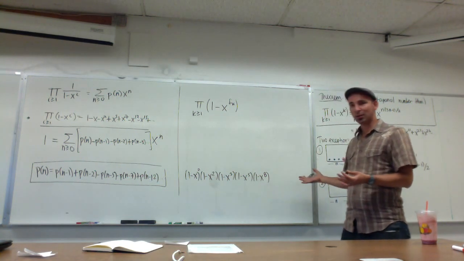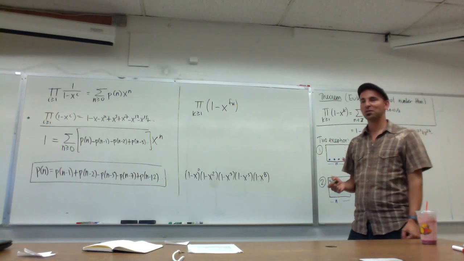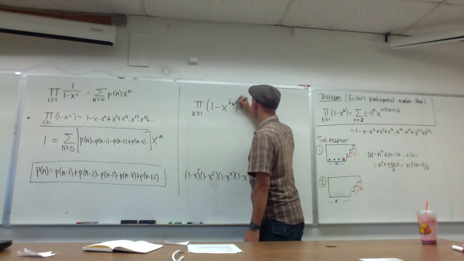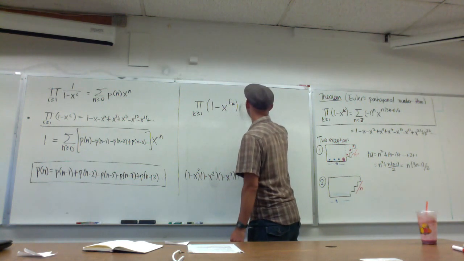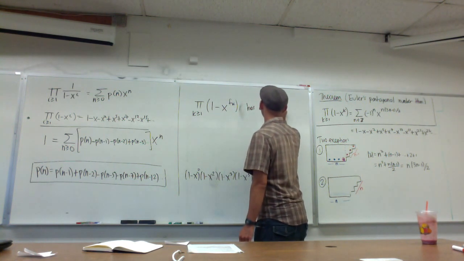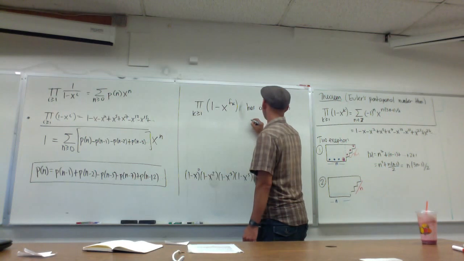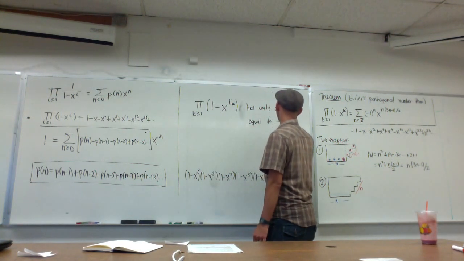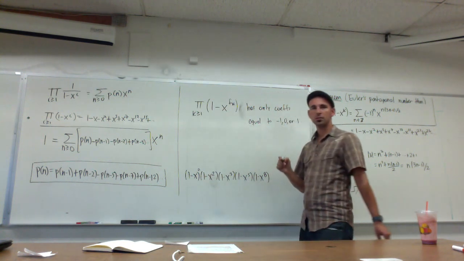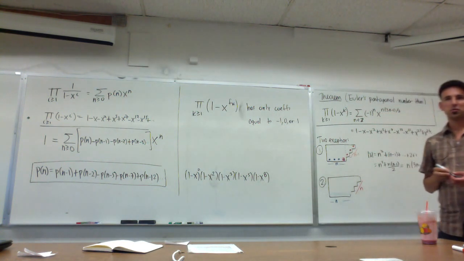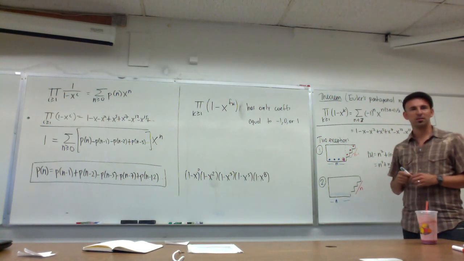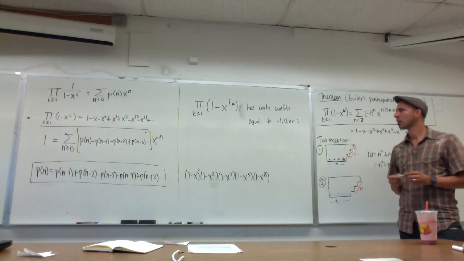You could multiply this out, and you'll see that there's a lot of cancellation. And again, this has only coefficients equal to minus 1, 0, or 1. For rather different reasons. Or at least I'm not aware of any proof like the one that I described.